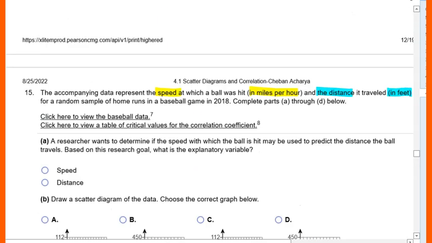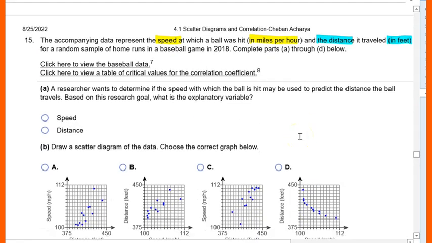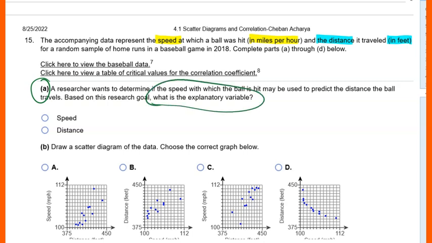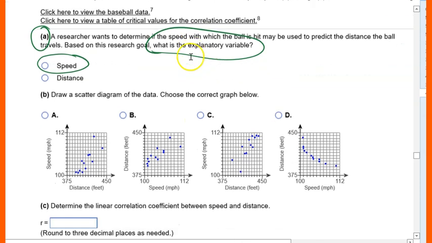To answer the first part of the question, the researcher wants to determine if the speed with which the ball was hit may be used to predict the distance the ball traveled. Based on the research goal, what is the explanatory variable? Again, as we mentioned before, the explanatory variable is speed. Now, draw the scatter diagram of the data. Choose the correct graph below.